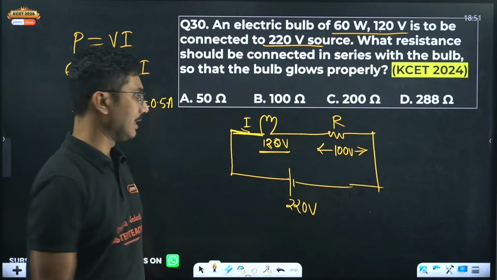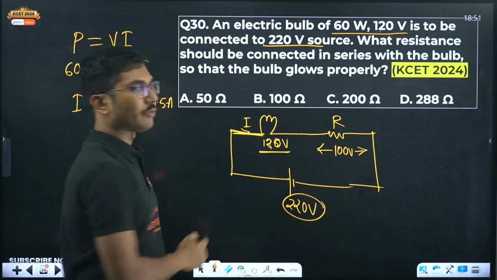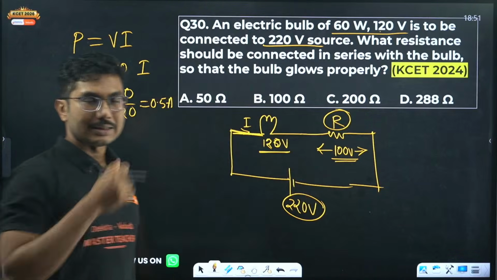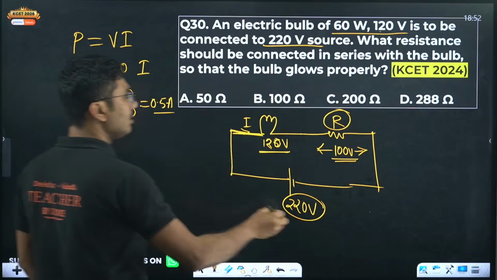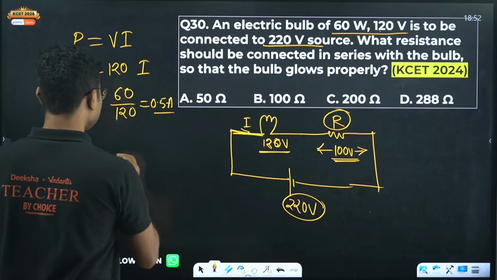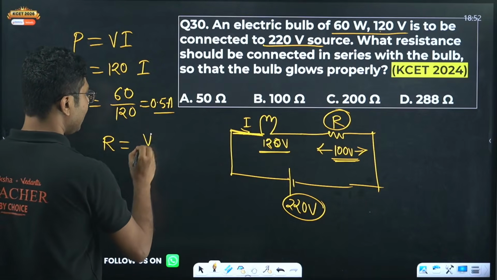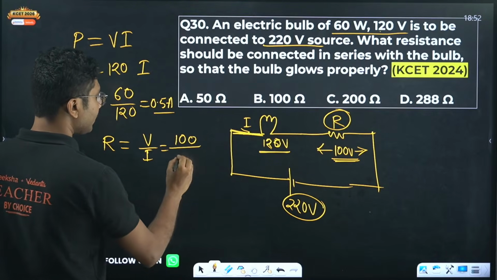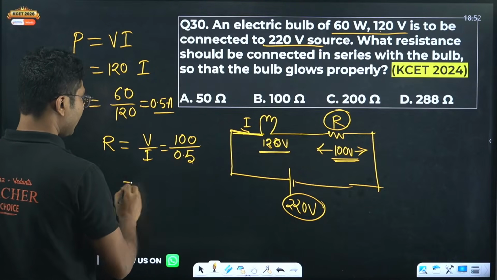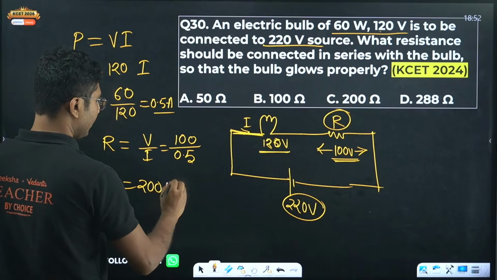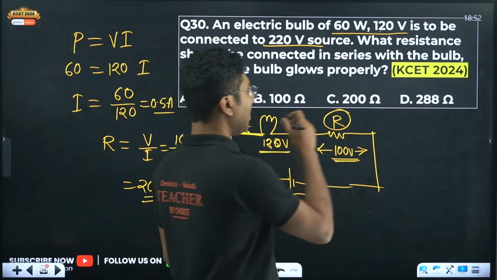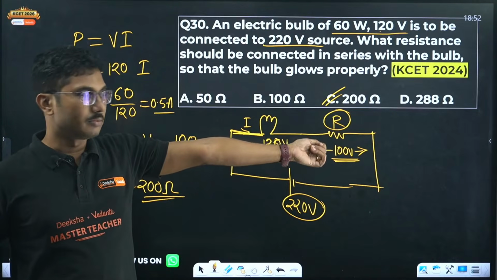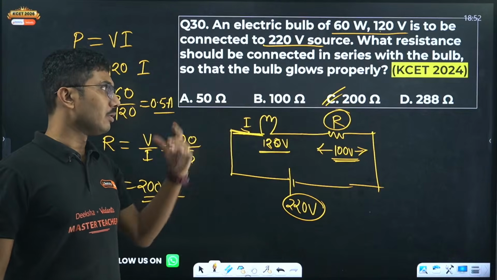That means remaining 220 minus 120, that is 100 volt should be dropped across this resistance. Okay, current is known, voltage is known. So what is the resistance? Resistance is V divided by current I. V, we know that it should be 100 volt from the conservation of energy or Kirchhoff's laws. So that means 200 ohm. So we require a 200 ohm resistance so that it can absorb the extra 100 volt from the source and the bulb glows properly.